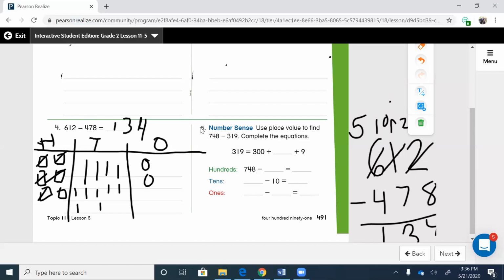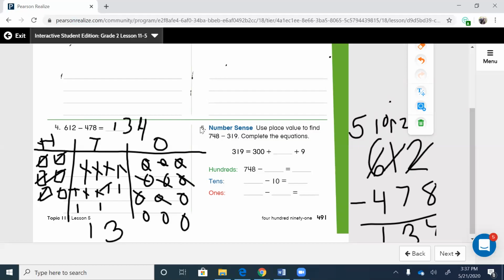Now we can take away 7. 1, 2, 3, 4, 5, 6, 7. Take away 8 ones. We can't. Take a 10 away and break it into 10 ones. 1, 2, 3, 4, 5, 6, 7, 8, 9, 10. And now let's count what we have. Oops, we've got to cross out the 8. 1, 2, 3, 4, 5, 6, 7, 8. Let's count what we have left. 100, 3 tens, and 4 ones. 134. And there you have it.